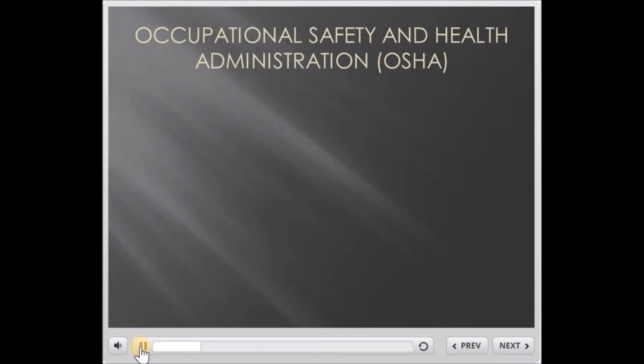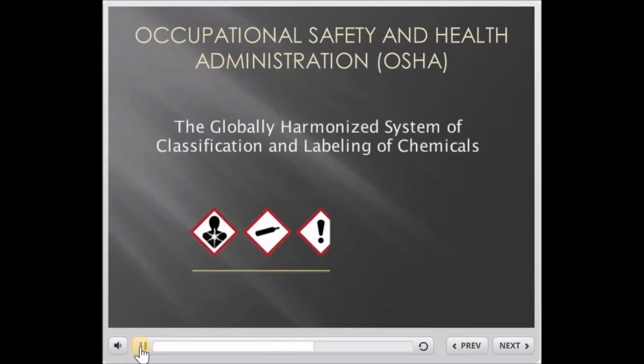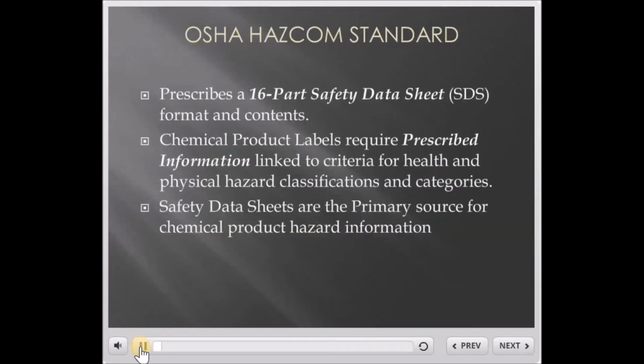The United States Occupational Safety and Health Administration, OSHA, is an agency of the United States Department of Labor. OSHA utilizes the globally harmonized system of classification and labeling of chemicals. The OSHA HAZCOM standard prescribes a 16-part safety data sheet, format, and contents. Chemical product labels require prescribed information linked to criteria for health and physical hazard classifications and categories. Safety data sheets are the primary source for chemical product hazard information.